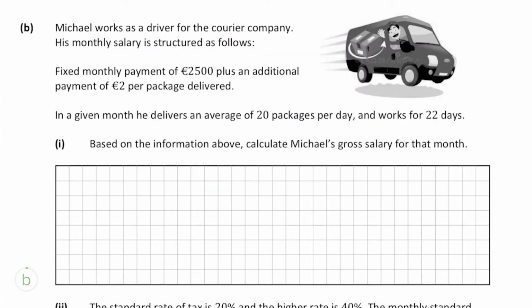Moving on to part B, we're told that Michael works as a driver for the courier company, and he gets a fixed monthly payment of €2,500 plus an additional payment of €2 per package delivered. We're also told that he averages 20 packages per day and works 22 days per month. In part 1, we have to calculate Michael's gross salary for the month based on the information we're given. So again, we can highlight all the important pieces of information, and that'll make the question a lot easier.